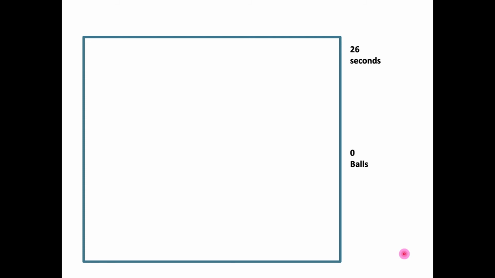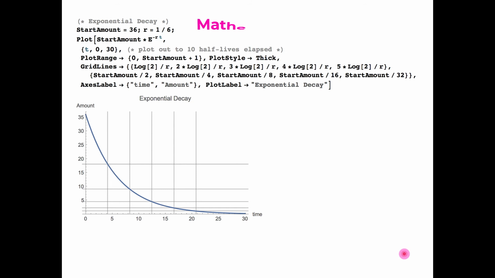And eventually all the balls are gone. Here's a mathematical prediction of what the results of that experiment should have looked like. Starting from 36 balls, we should have had an exponential decay approaching 0 balls as time goes to infinity. Here's what the actual results of the simulation were, plotted on top of that curve.